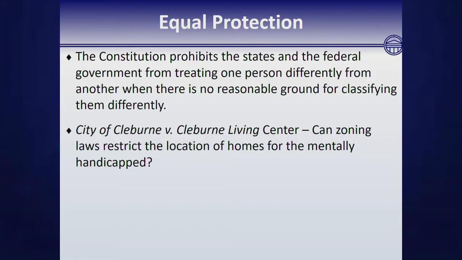And so in this case, Cleburne, Texas had a zoning ordinance that prohibited homes for the mentally disabled unless there was a special use permit obtained from the city. The Cleburne Living Center applied for a special use permit, and that permit was denied. And so the issue in this case is, can zoning laws restrict homes for the mentally handicapped? And the answer is no. The zoning law was a denial of equal protection of the law. There's no justification for this classification.